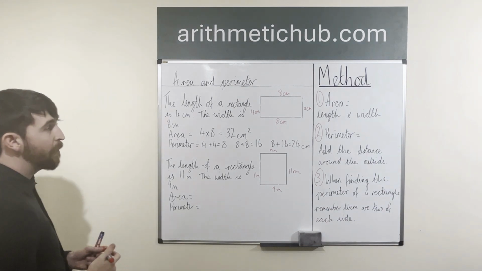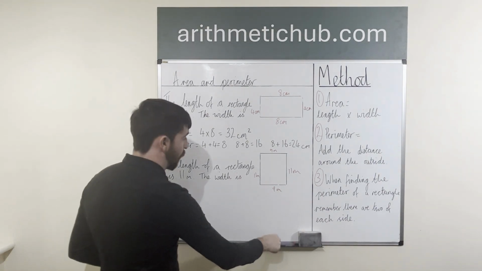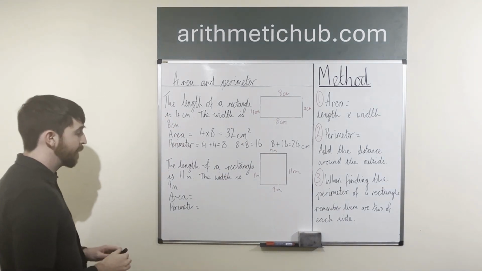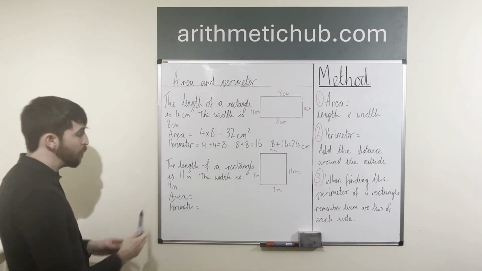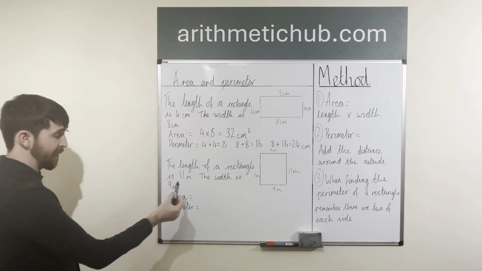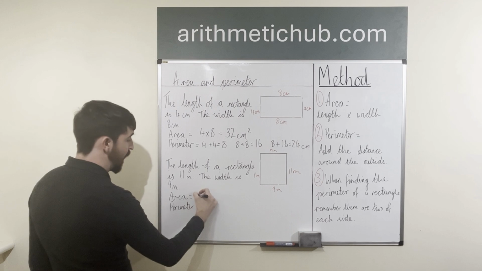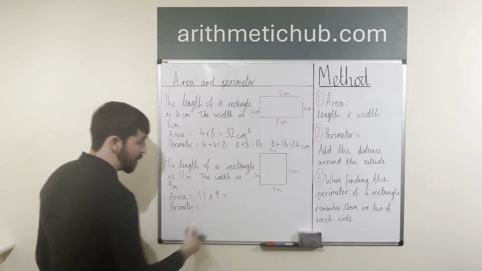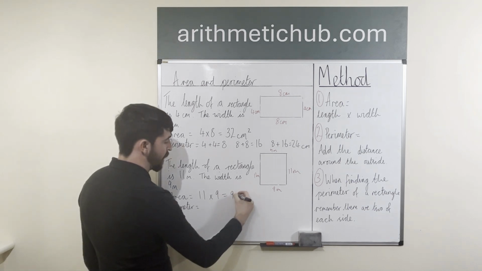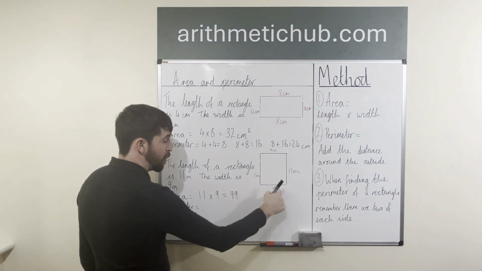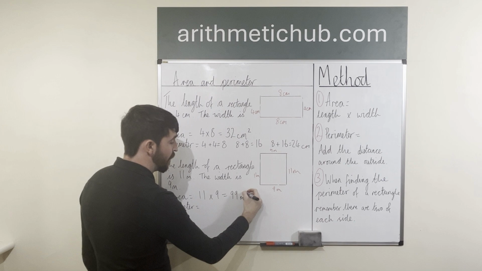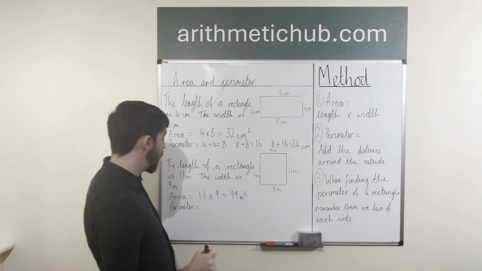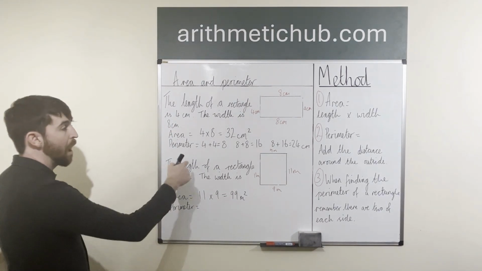Okay? And then I'm going to go back and find out what my area is. So the formula for area is length times width. We know the length of the rectangle is 11 metres, the width is 9 metres, so all I would do is 11 times 9. 11 times 9 is going to give me 99. The unit of measure is metres and it's area, so it's metres squared. Okay? Then I would have a look at my perimeter.